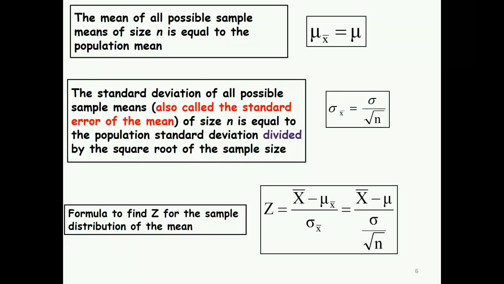Keep in mind, we don't know the population mean. What we know is the population standard deviation. But we have some idea here. The mean of all possible sample means of size n is equal to the population mean. So we are taking one sample, and by taking one sample, we could still talk about this.